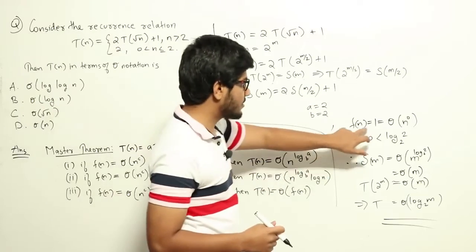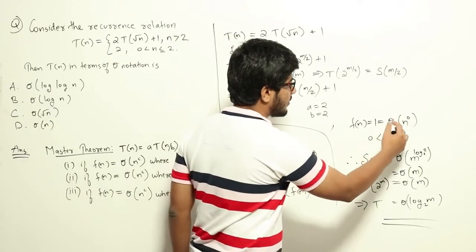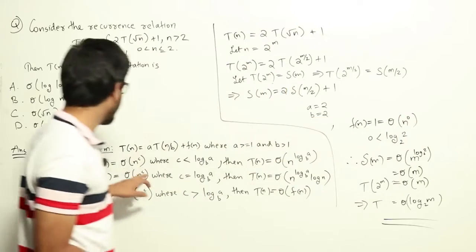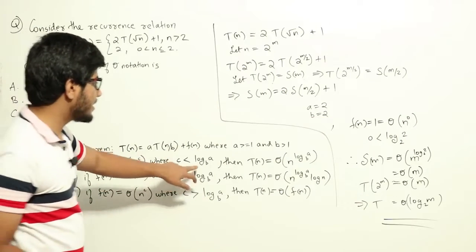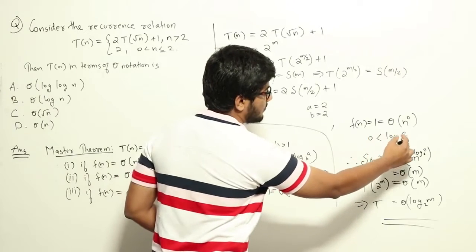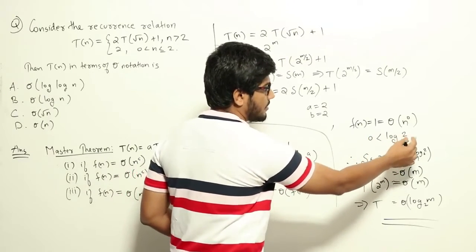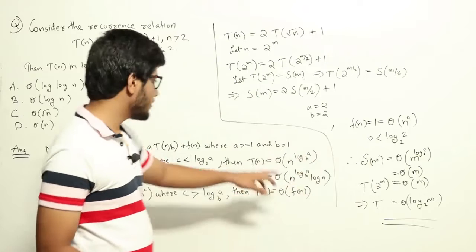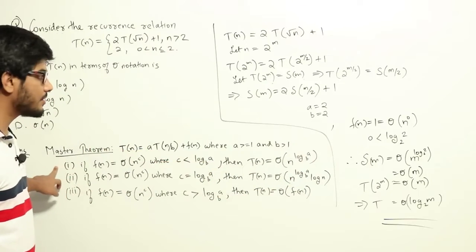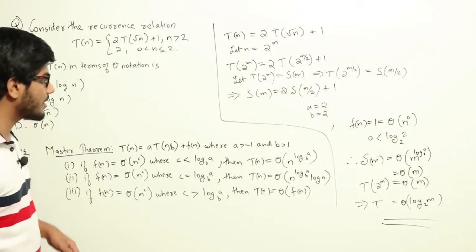Now f(n) = 1, which has a complexity of theta n^0. So c is 0 here in this format, and c is less than log a to the base b. 0 is less than log 2 to the base 2. Log 2 to the base 2 is 1. 0 is less than 1. So it satisfies the conditions for case 1. So we can apply Master's theorem case 1 here.